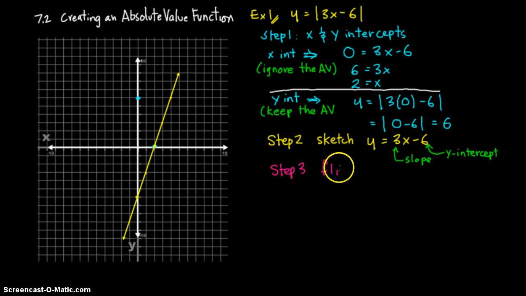I flipped, absolutely, I flipped the negative y values. So where is it negative? Well, from anything lower than x equals 2, right? All this is negative. So what's that look like?